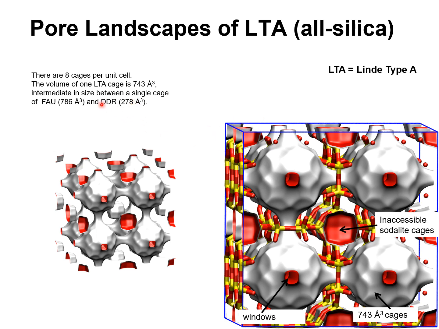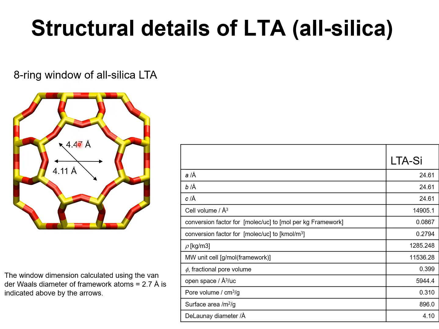Each unit cell of LTA zeolite contains 8 cages. Each cage has a volume of 743 cubic angstrom. This cage volume is intermediate in size between the cages of faujasite and DDR zeolite. The cages are connected by 8-ring windows. The window dimensions of all-silica LTA zeolite are shown here: 4.1 angstrom in this direction and 4.5 angstrom in this direction.